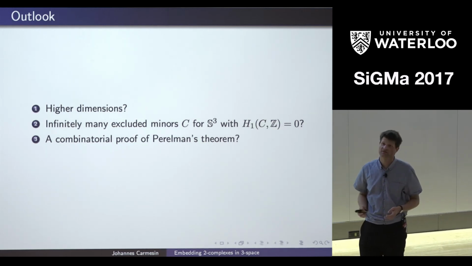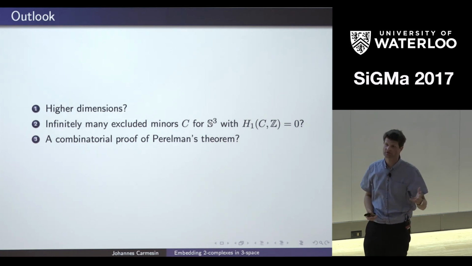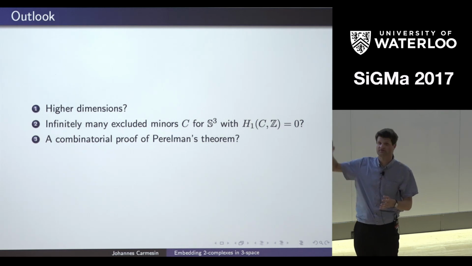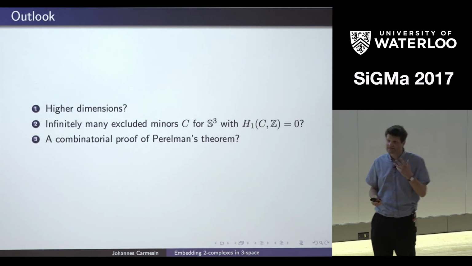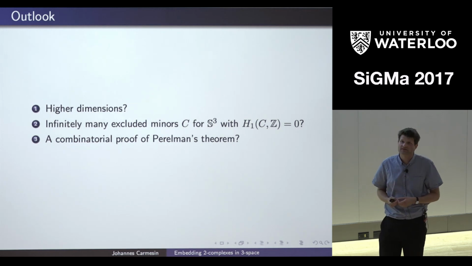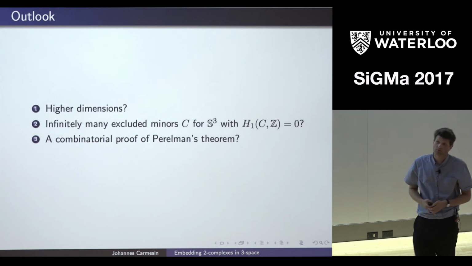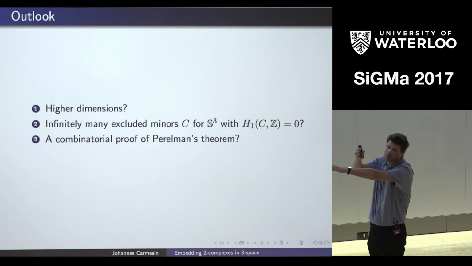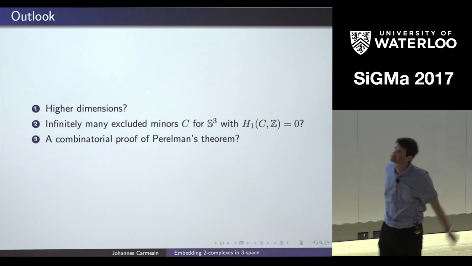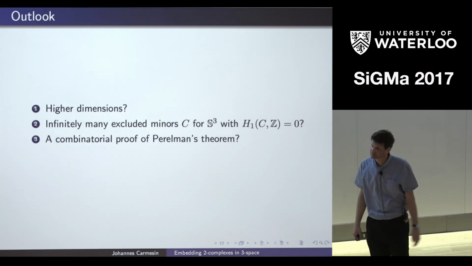So a homology sphere is a manifold with the property that all its homology groups are the same as for the 3-sphere. And unlike in 2 dimensions, in 3 dimensions there exist homology spheres which are not isomorphic to the 3-sphere. And these then give rise to excluded minors for the 3-sphere. And we have no understanding of how they look. So in particular, we just don't know whether there are infinitely many homology spheres that give rise to excluded minors. We don't know.